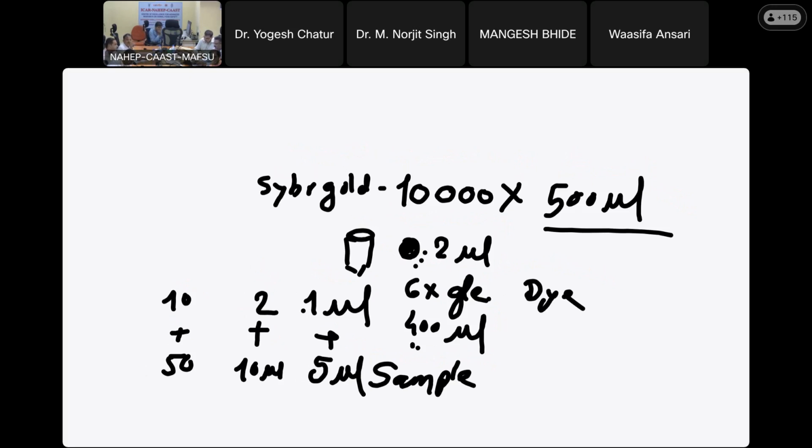That is how you should use SYBR Gold and the concentration is like this. I have tried at least 10, 15 different dyes, but this is one of the best. And this is good for DNA, for RNA, and also other RNA species, for example microRNA.